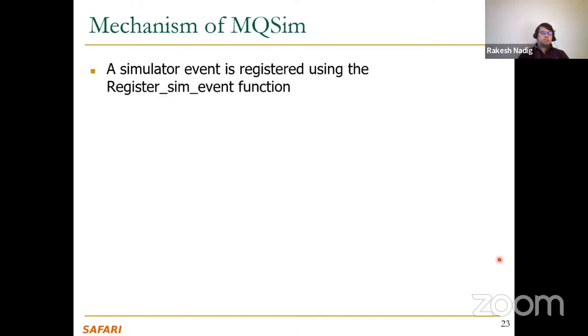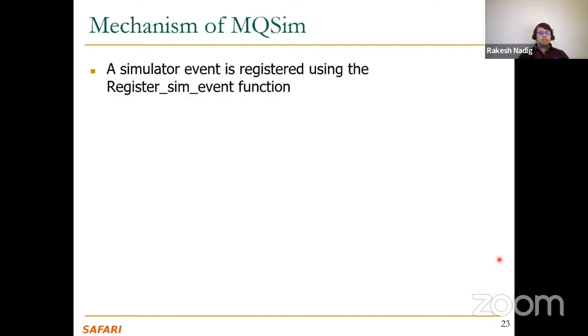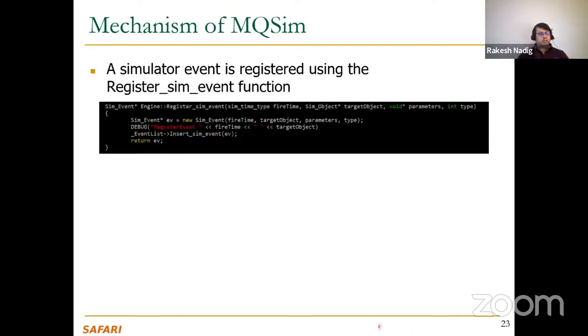Now that we have looked at how to initialize MQSim and how to start the simulation, we'll look at how to add an event into the tree. A simulator event is registered using the register sim event function. In the register sim event function, it calls a constructor called sim event with all the different parameters such as fire time, target object, parameters and type, and then it inserts this event into the tree, which is called event list here.